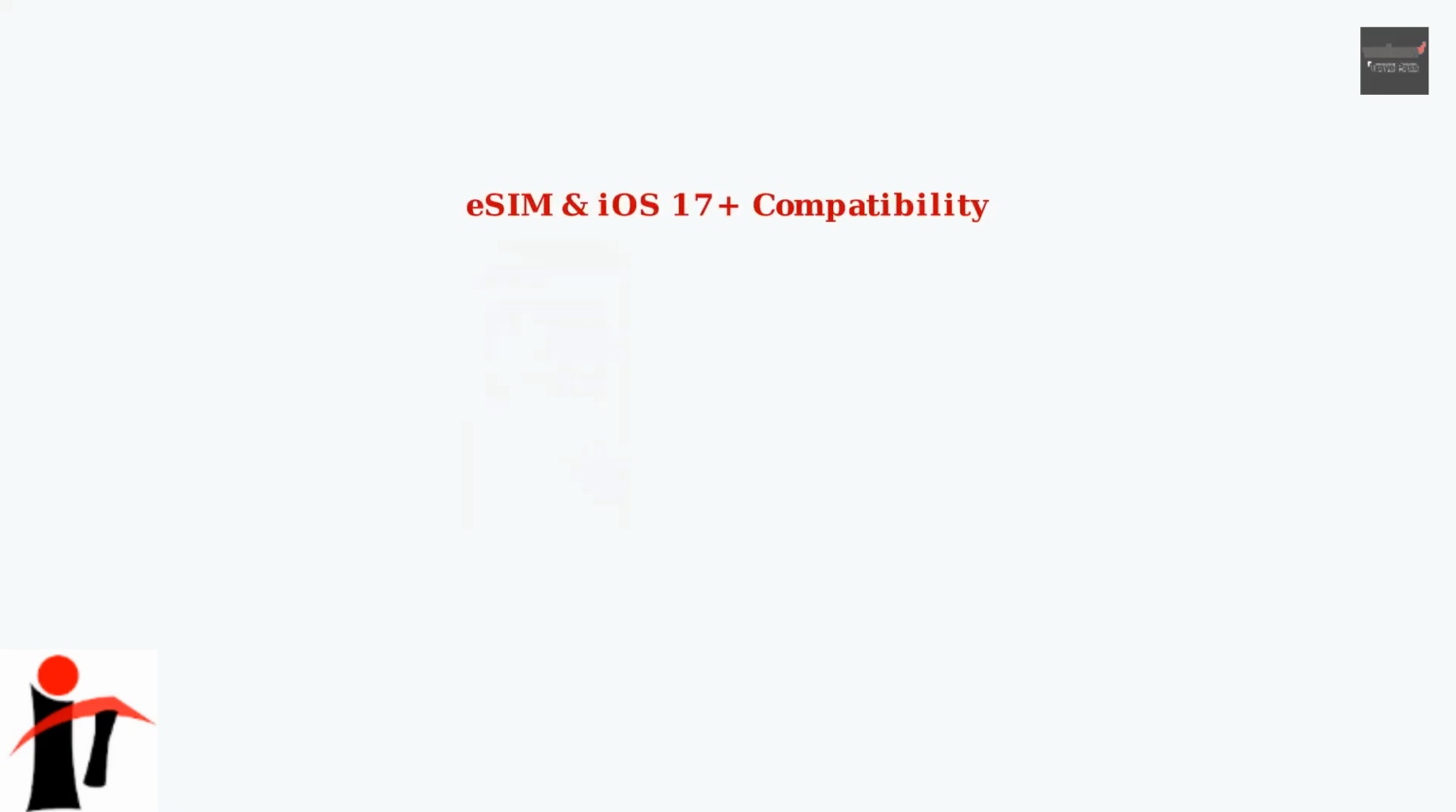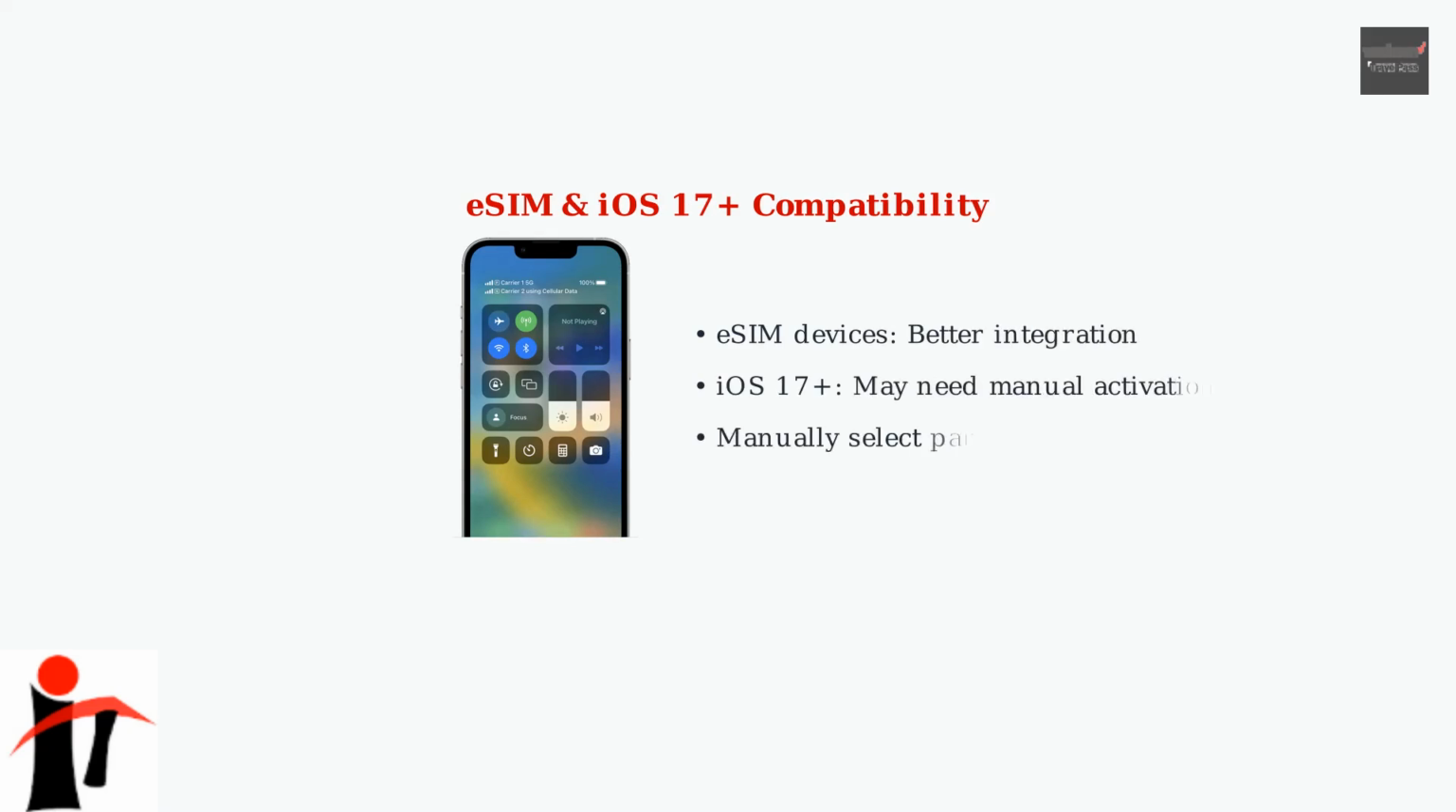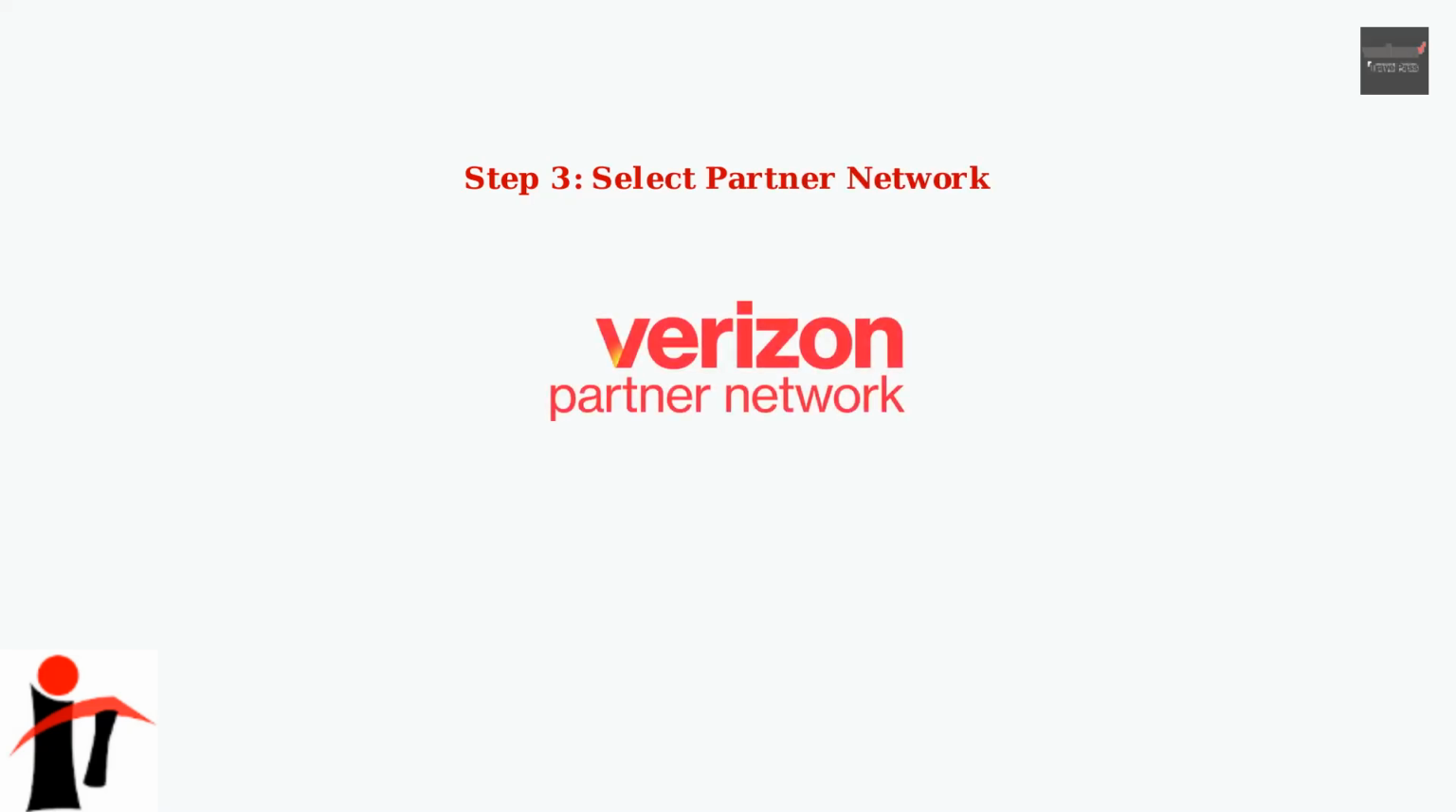For newer devices with eSIM technology, Travel Pass integration is improved, but iOS 17 and later may have compatibility issues with automatic activation. You may need to manually select a Verizon partner network. To do so, go to your device's cellular settings and choose Network Selection. Look for networks that include Verizon or show as partner networks in your destination country.